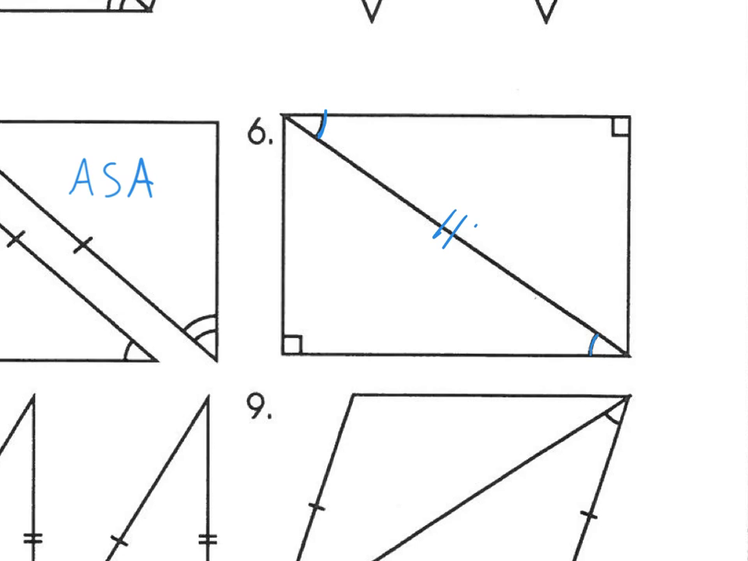We have a reflexive side as well. So now we have a side, but we only have one side, so we can't use hypotenuse leg. Even though they're right triangles and we know the hypotenuses are the same, we don't have any legs. We only have one side that's known. But don't despair. Right angles are always congruent to each other. And then we have a second angle that is congruent, and then a non-included side. This is an angle, angle, side.